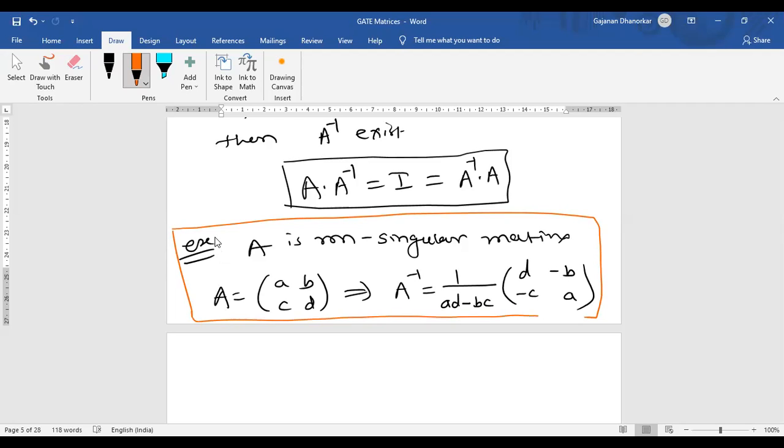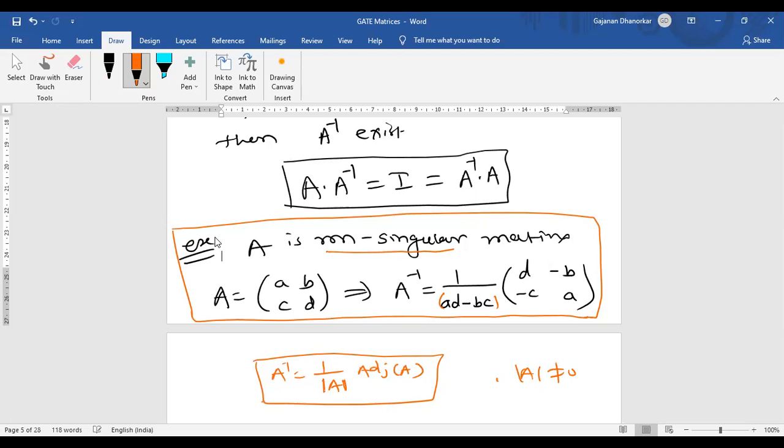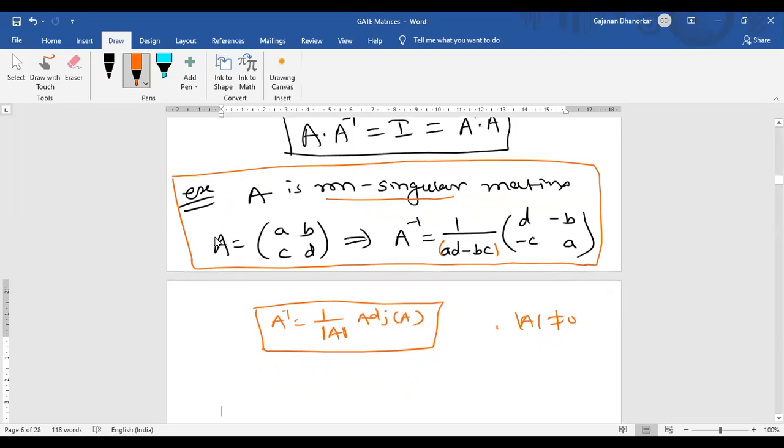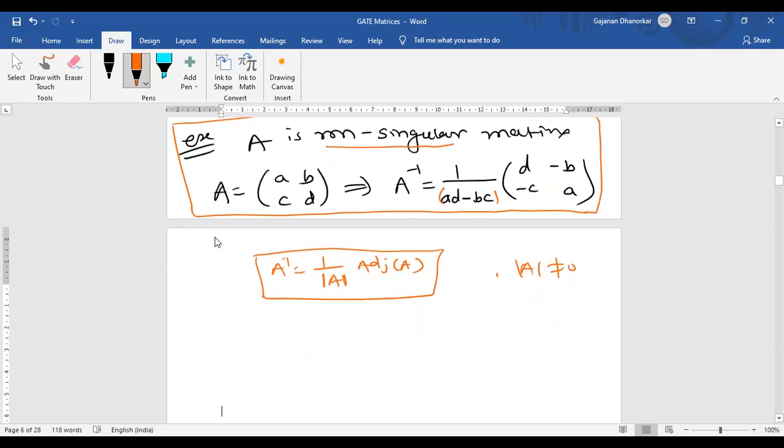Easy formula. Again, you know that this is the adjoint method, because this part is the determinant of the matrix. You know the formula for the inverse: inverse is equal to 1 by mod A into adjoint of A. This is your adjoint matrix divided by the determinant of A. And we know that if the matrix is non-singular, the determinant of the matrix is not equal to 0. Does anyone have a doubt about this? Any doubts about the part done so far?